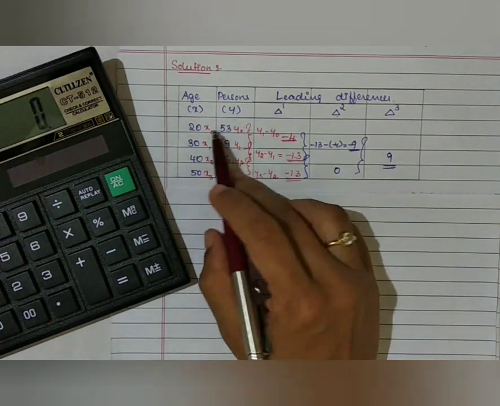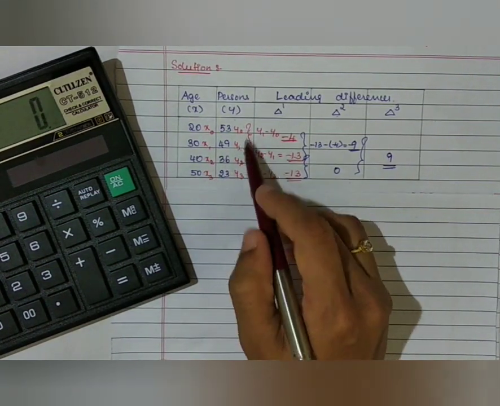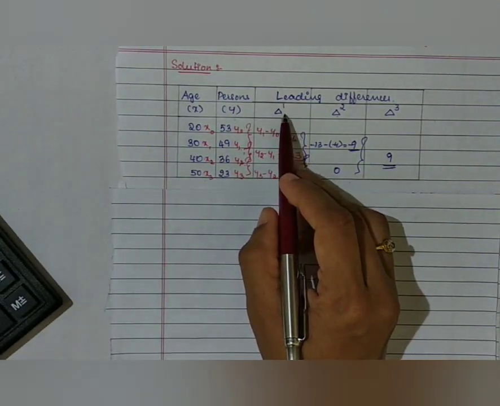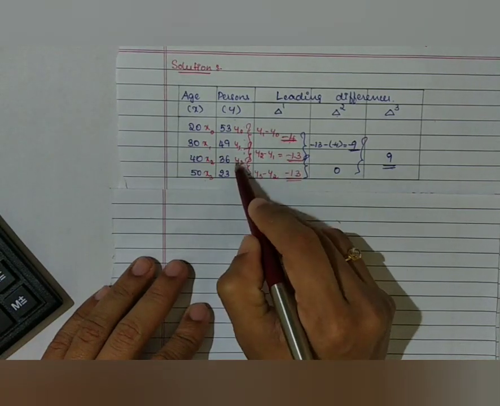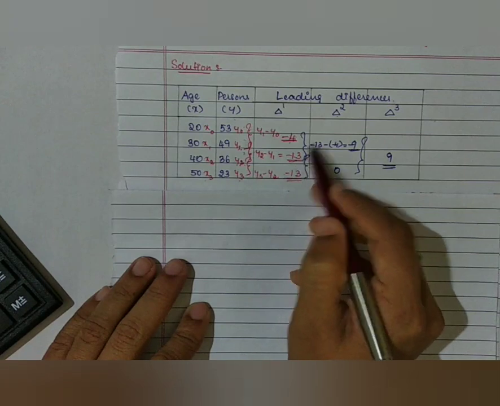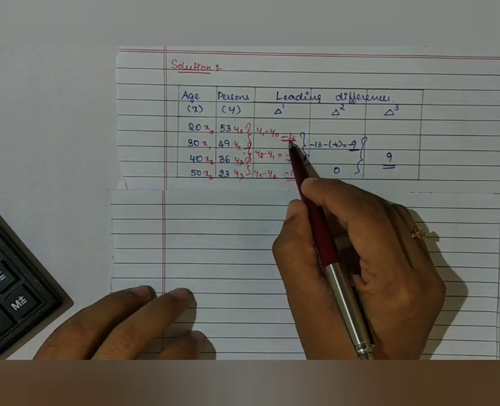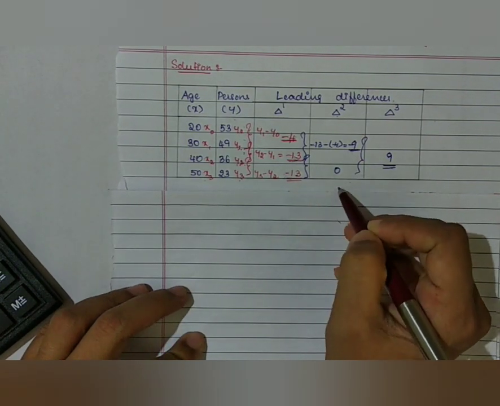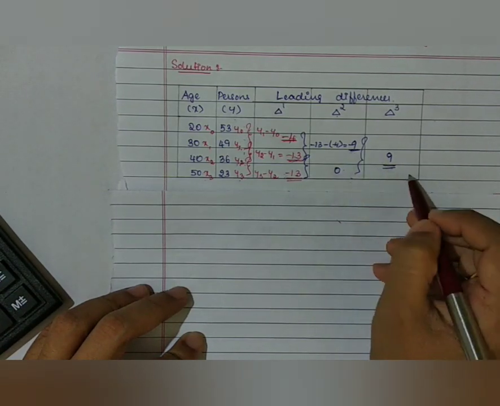So first, write x and y as it is, then the values x0, y0 like that. After that, calculate the value of delta 1. How to calculate that? y1 minus y0, y2 minus y1, y3 minus y2. We'll get the values. Second step, subtraction. Minus 13 minus minus 4 is minus 9. Minus 13 minus minus 13, that is 0. Then these two, 0 minus minus 9, that is 9.